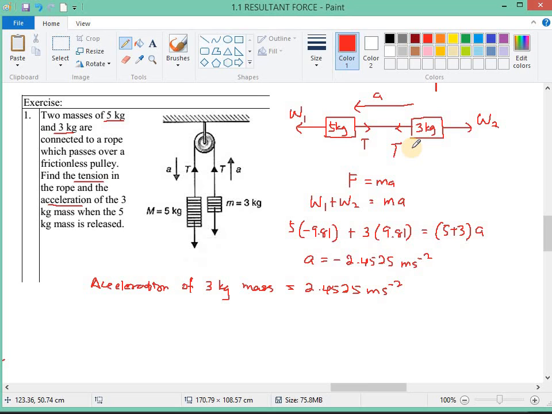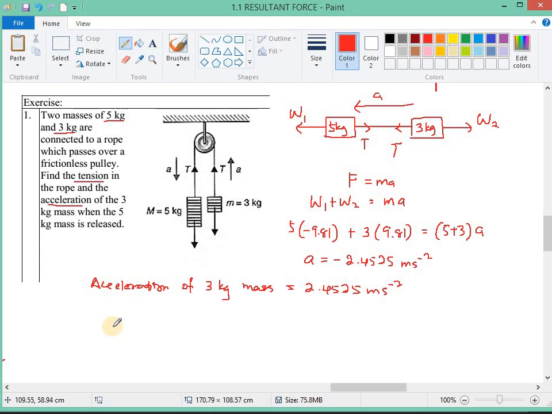Now next, we already found the acceleration. We want to find the tension. In order to find the tension, we only need to look from one perspective, that means from the perspective of the 5 kilogram or the perspective of the 3 kilogram. Don't care from which side, you can also get the tension.